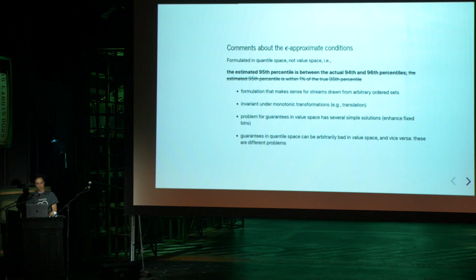Okay, I'll just make a few comments about what this condition actually means. I think there may be some confusion about this. Maybe the most important thing is that the error condition is formulated in quantile space, not value space. In other words, the estimate of the 95th percentile has to be between the actual 94th and 96th. We are not requiring that the estimated 95th percentile is within 1%, like 1% in milliseconds, for example, of the true 95th percentile.